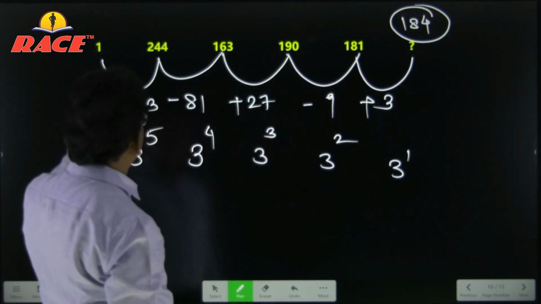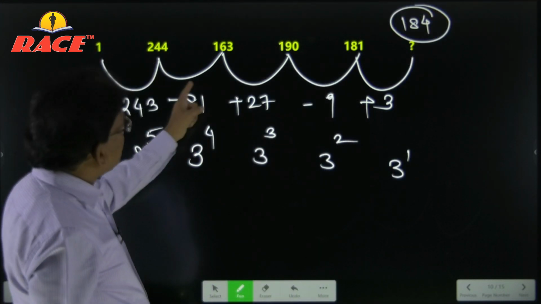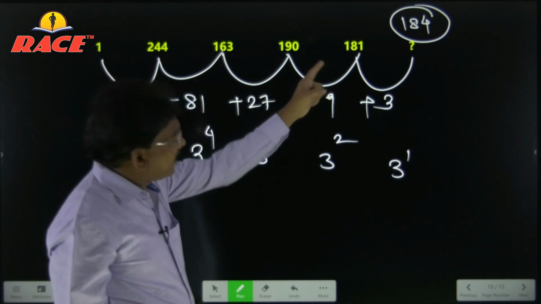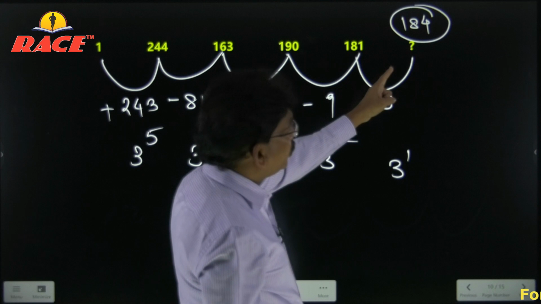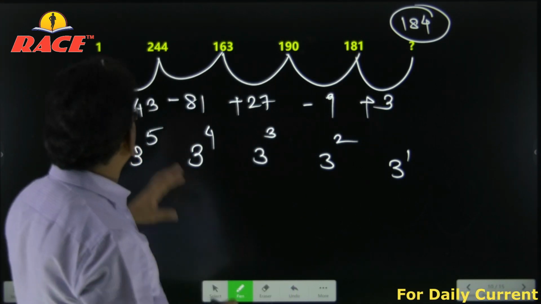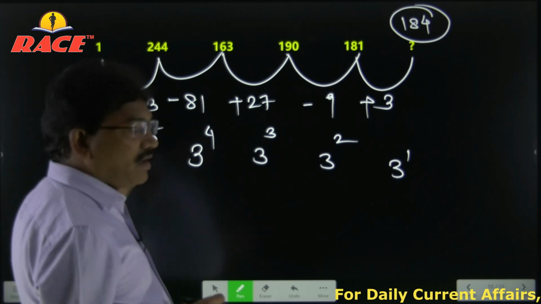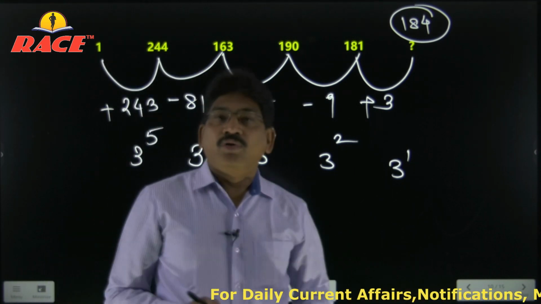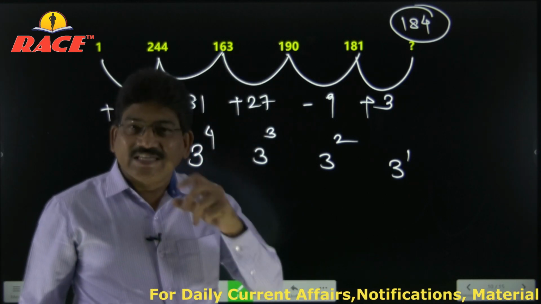So what happened? Plus 3 to the power 5, minus 3 to the power 4, plus 3 cube, minus 3 square, plus 3 to the power 1 is 184. 184 is the missing number. You can find out from this one. So in all these examples we have found out what is the missing number.